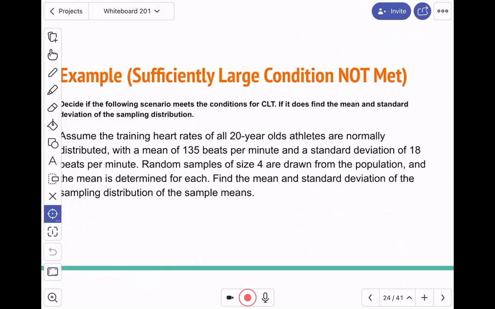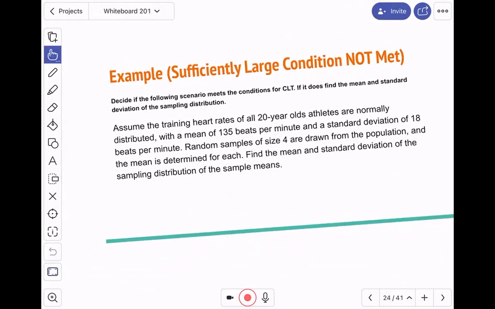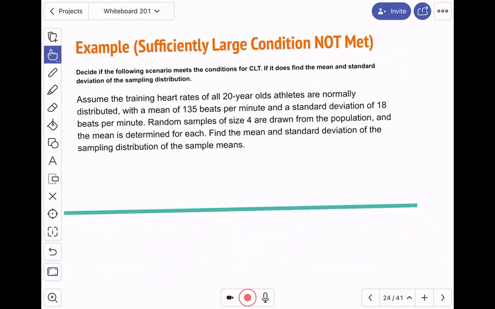So look at this example here. It says here's an example of sufficiently large condition not met. So sufficiently large means that n is greater than or equal to 30. It says assume the training heart rates of all 20-year-old athletes are normally distributed. This is important. Anytime they tell you something is normally distributed, the first thing you should automatically think to do is to draw a curve, a normal curve. They tell me that it's normally distributed with a mean of 135 beats per minute and a standard deviation of 18 beats per minute. Random samples of size 4 are drawn from the population and the mean is determined for each. Find the mean and standard deviation of the sampling distribution of the sample means.